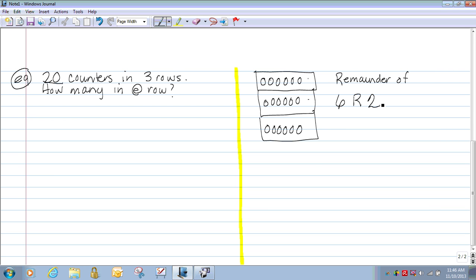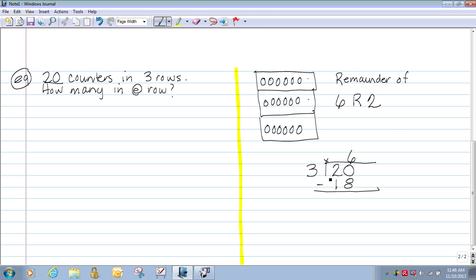Let's write it with our dividend in the house. 20 is in the house, my dividend. I have my divisor of 3. I think 3 times what number equals 20? Well, I know that 3 times 6 equals 18. That's not quite 20. But 3 times 7 is 21, and 21 is too much. So I need to multiply 3 times 6, and I get 18.